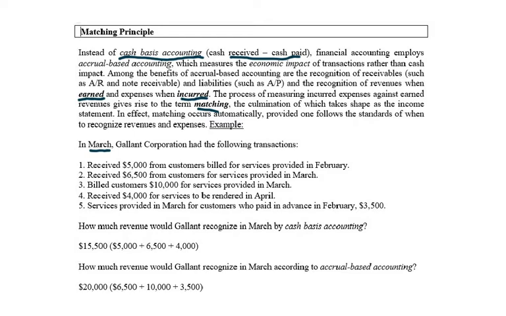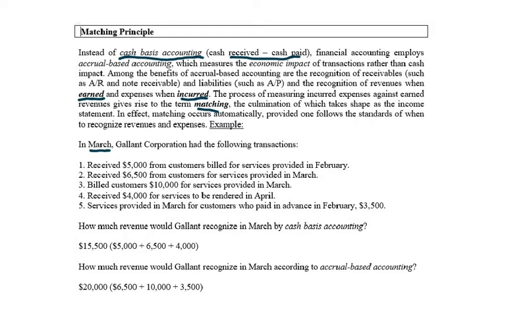So here are the transactions that relate to revenue in one form or another. Number one, Gallant received $5,000 from customers billed for services provided in February. Secondly, they received $6,500 from customers for services provided in March. Third, they billed customers $10,000 for services provided in March. Fourth, they received $4,000 for services to be rendered in April, so next month. And lastly, fifth, services provided in March for customers who paid in advance in February with $3,500.